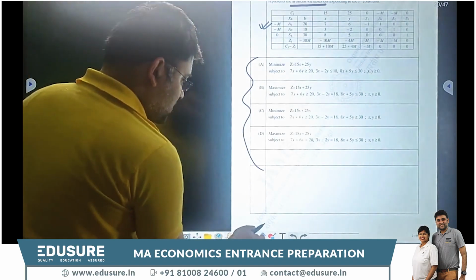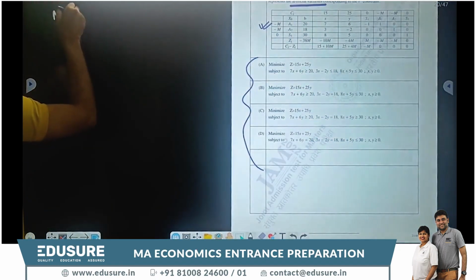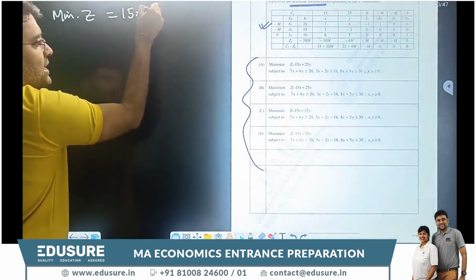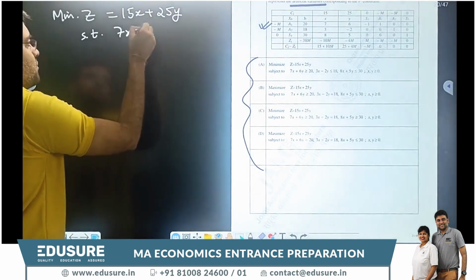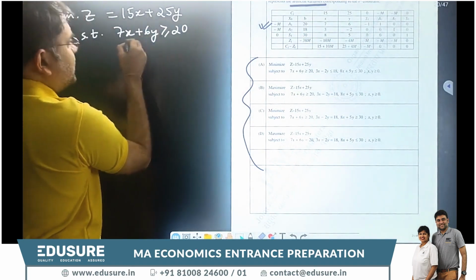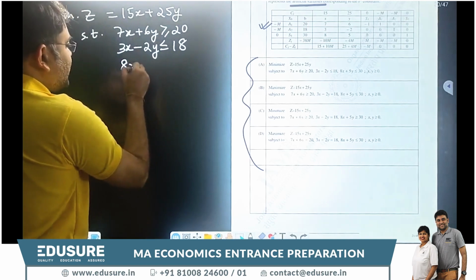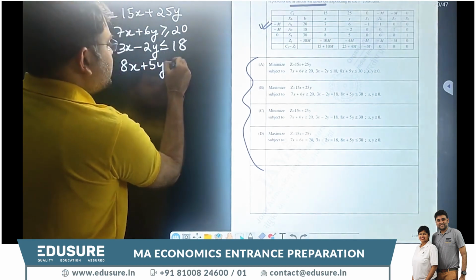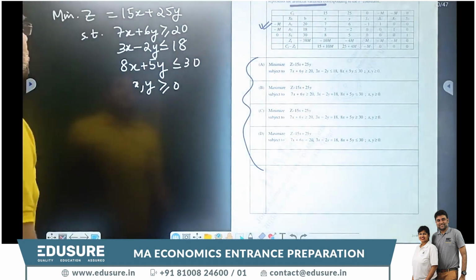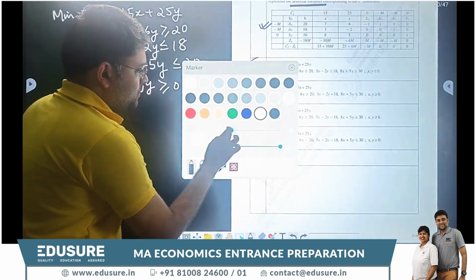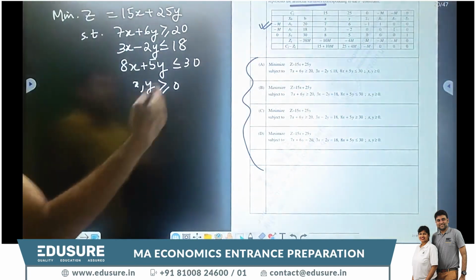ठीक है, तो सबसे पहले हम लोग ऑप्शन ए को देखेंगे. ऑप्शन ए क्या बोल रहा है? ऑप्शन ए ये बोल रहा है मिनिमाइज z is equal to 15x plus 25y subject to 7x plus 6y greater than equal to 20, 3x minus 2y less than equal to 18, 8x plus 5y less than equal to 30, x and y greater than equal to 0. ठीक है, so now we will basically see that how to introduce the slack and the artificial variable.